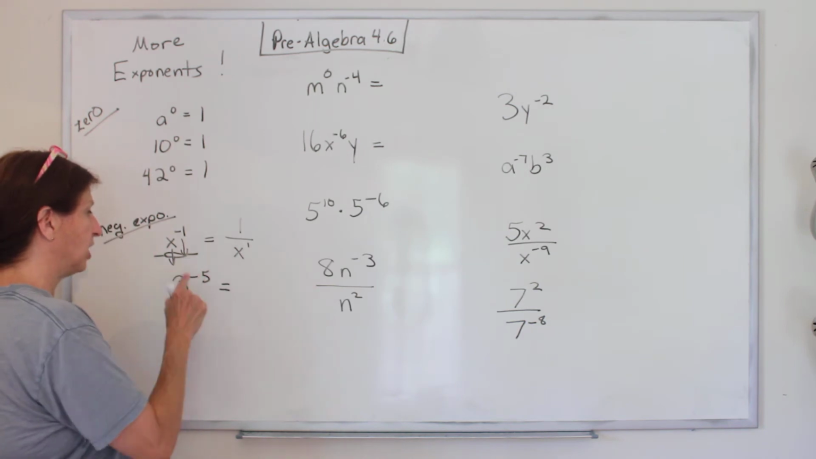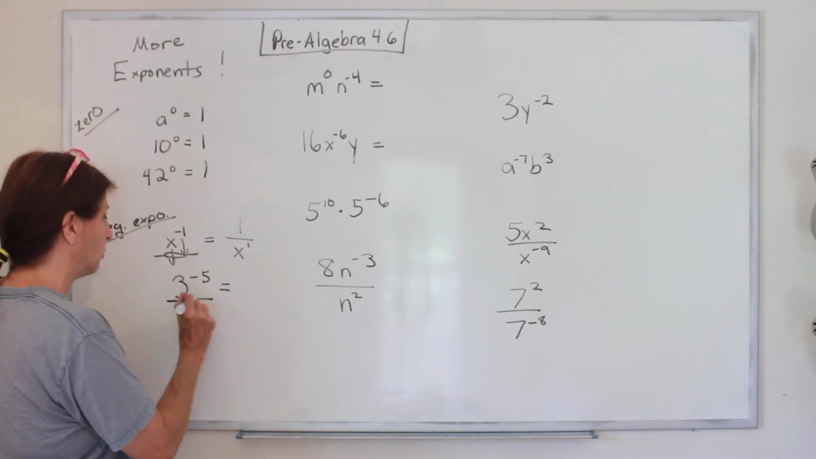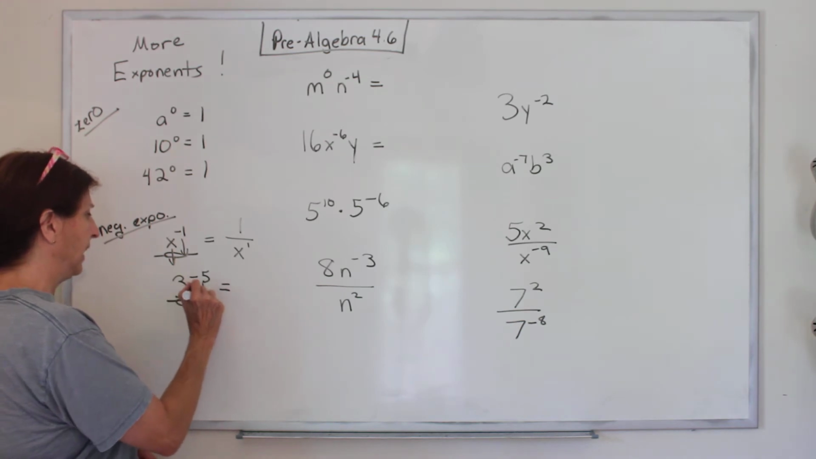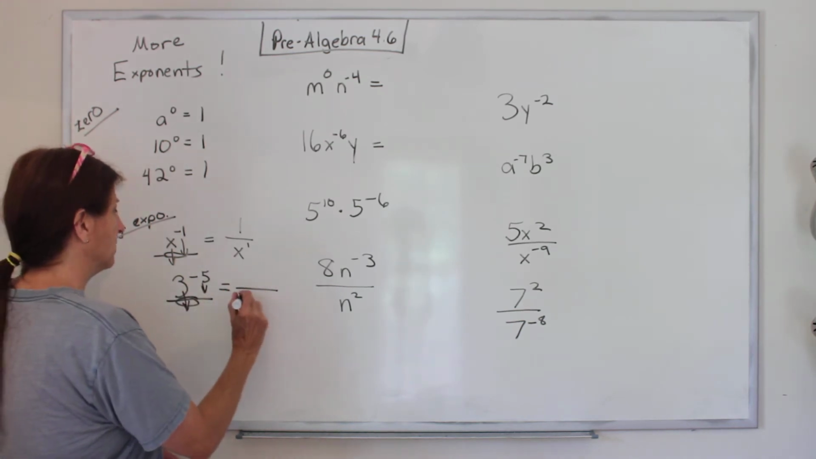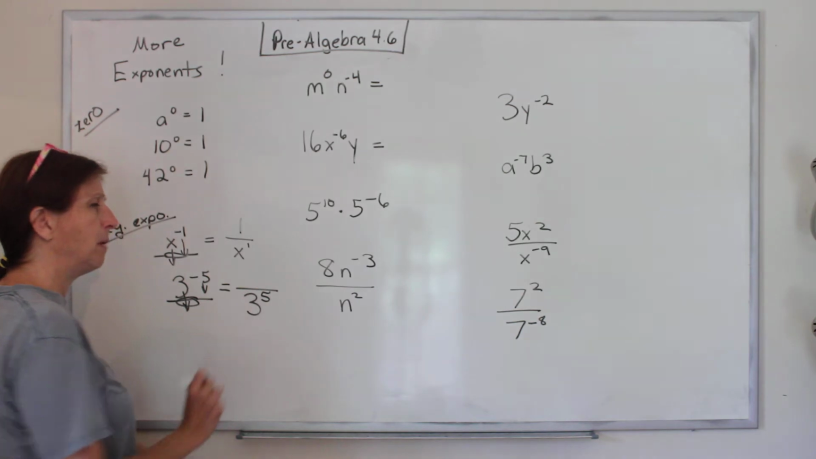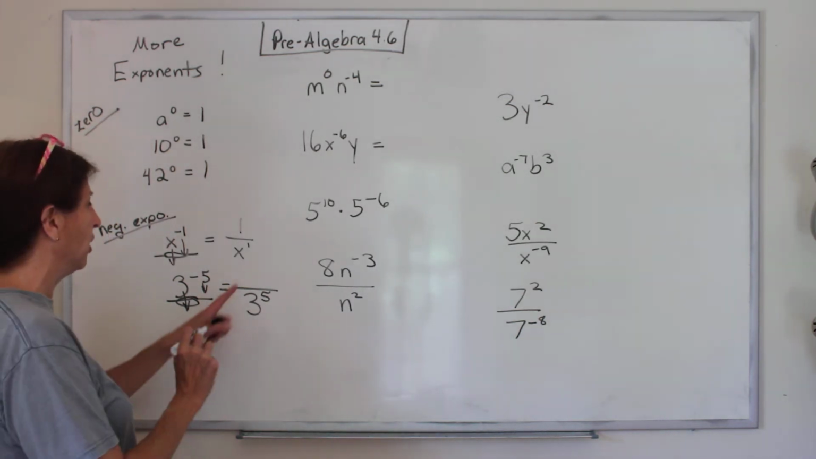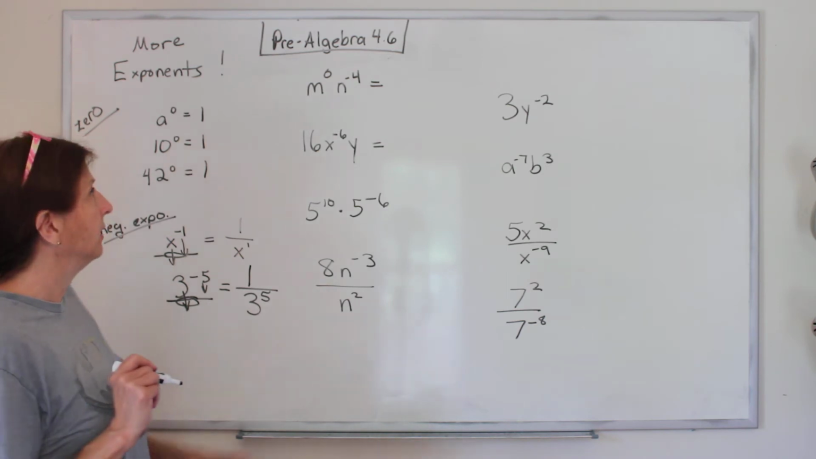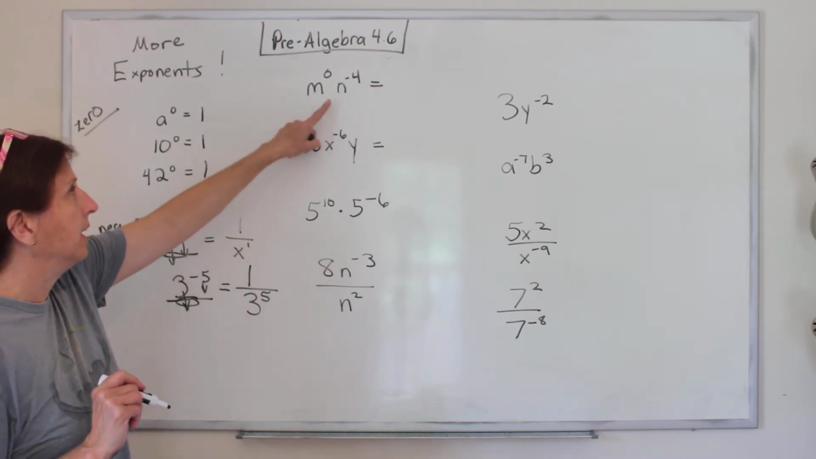Okay, so here's our portal gun. It fires a hole in the fraction bar. The 3 and the 5 drop through. So 3 to the 5th power are now in denominator land. What goes in numerator land? An understood 1. Okay, let's try this one.